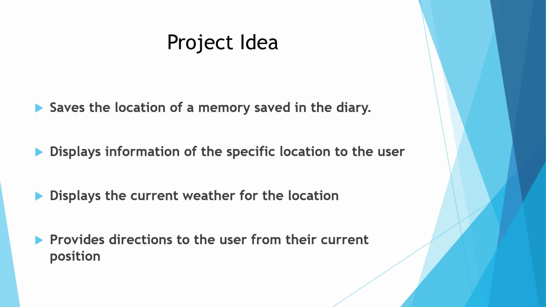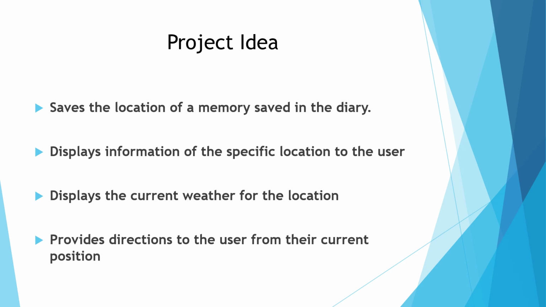So essentially, my project idea saves the location of the user whenever they try to save a memory to the diary. It also needs to be able to display information specific to the location to the user. So this is going to tell the user the coordinates, and it's also going to give them the address. This would be really helpful for when they want to go back. The coordinates will help them find the exact spot, and the address would make it easy to punch into GPS and be able to get navigated, which the app actually also gives you a direct link to the GPS.